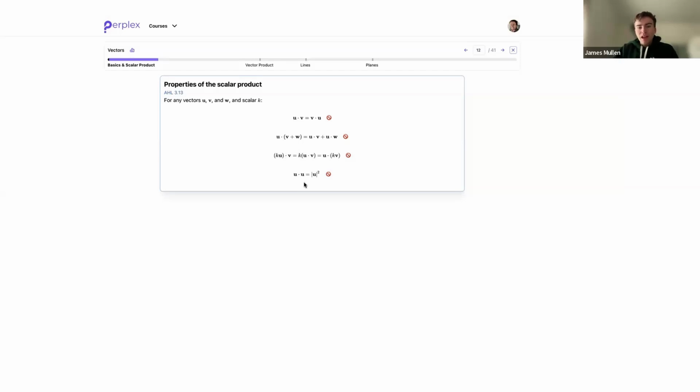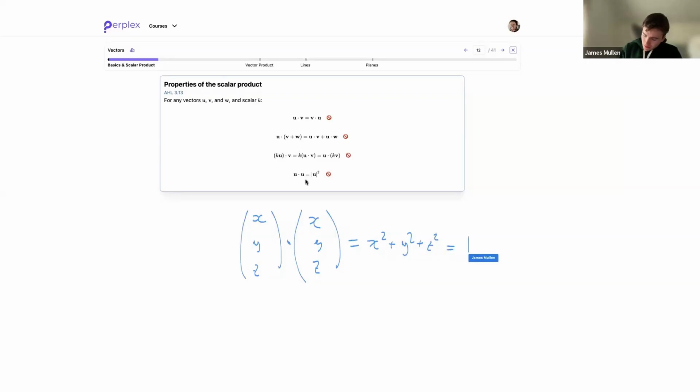And if I have u dot u, well, if I have (x, y, z) dotted with (x, y, z), I'm going to get x squared plus y squared plus z squared. And that is the magnitude squared, because the magnitude is the square root of the sum of the squares. So u dot u is the magnitude of u squared.